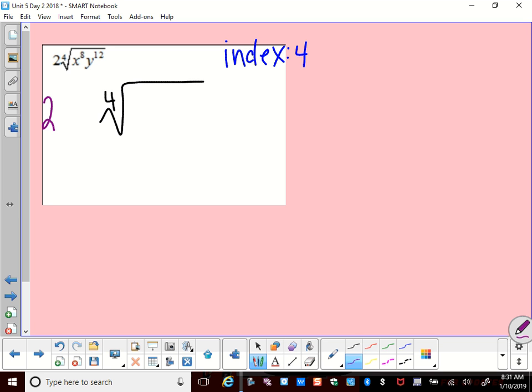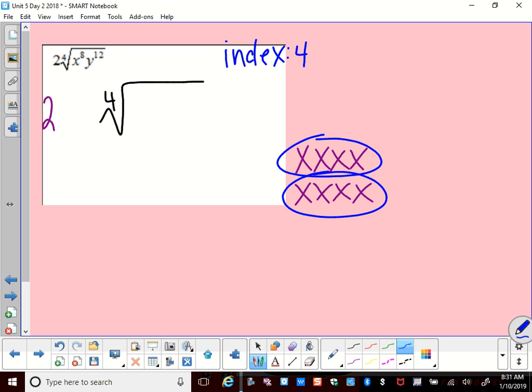Okay? Now, I have x to the 8th. So that means I have 8 x's. I need a group of 4. How many groups do I have? I have 2 groups. So that means that those x's are going to come out as x squared, because I have 2 groups. All right, my x's are done.